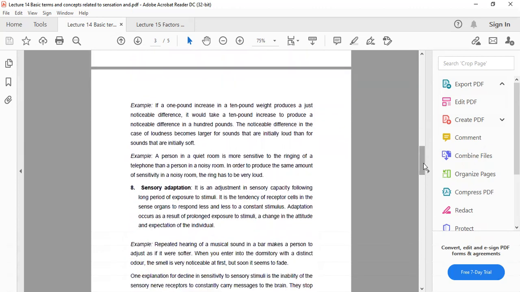Another example: a person in a quiet room is more sensitive to the ringing of a telephone than a person in a noisy room. In order to produce the same amount of sensitivity in a noisy room, the ring has to be very loud.